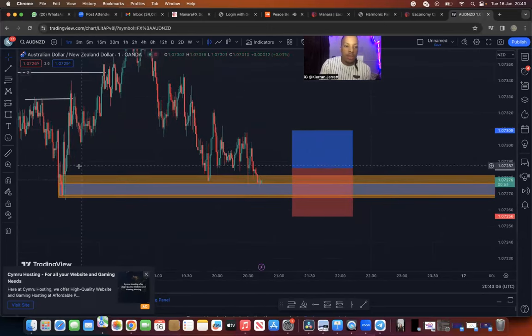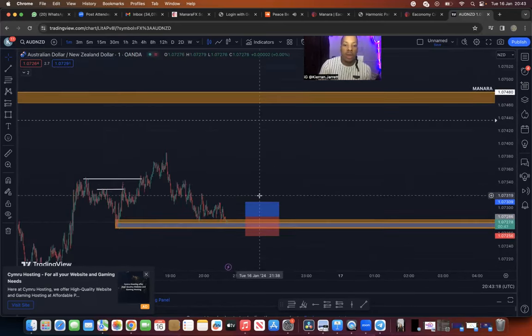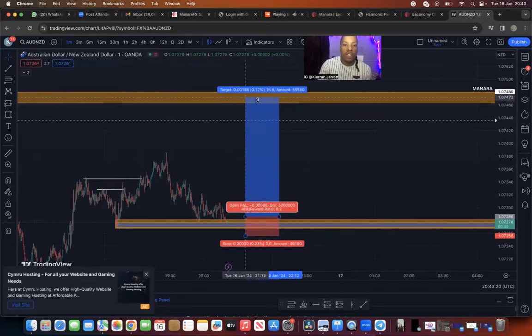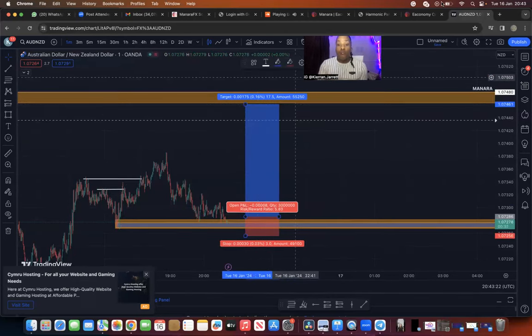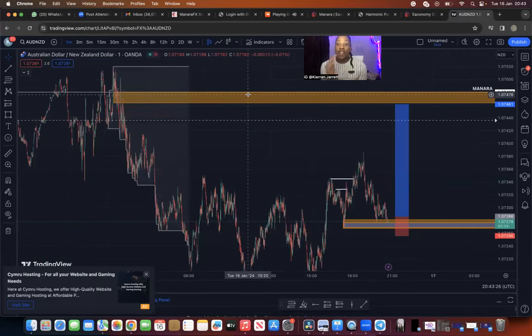We waited for the fair value gap to get hit, we entered, and then we entered around about here, and we're waiting for price to bounce off this area, God willing, all right, and carry us up to the Manara entry. Now, how can we do this? Remember, I said I'm gonna explain to you guys why you can do this with more confidence. Well, one, Manara has called this sell. We know this sell fundamentally has four reasons to sell from up here.